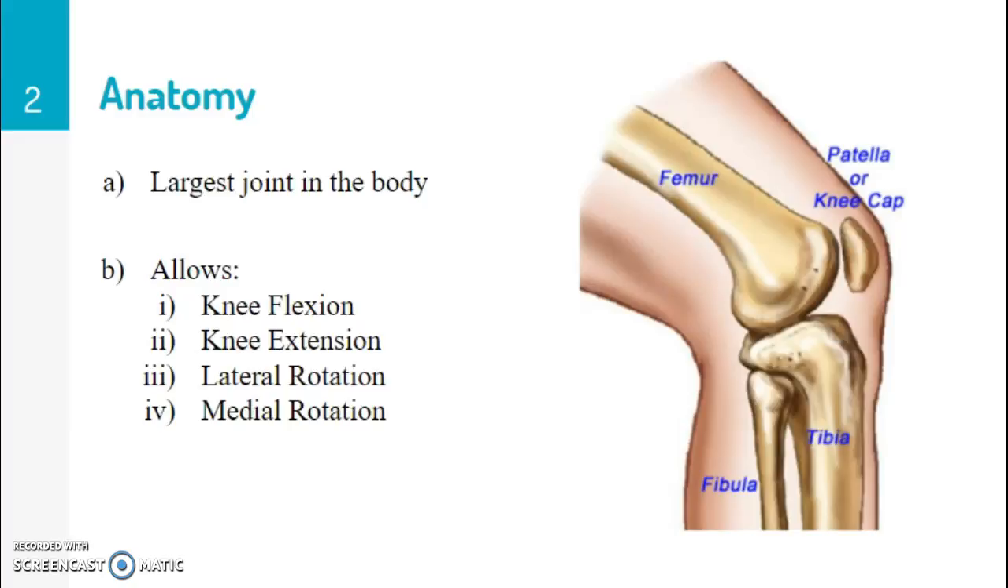Anatomy. The knee is the largest joint in the human body. Our knees provide stability and allow our legs to bend, swivel, and straighten. The knee is composed of 4 bones: the femur, tibia, fibula, and patella, also known as the kneecap. The knee allows knee flexion, knee extension, lateral rotation, and medial rotation.